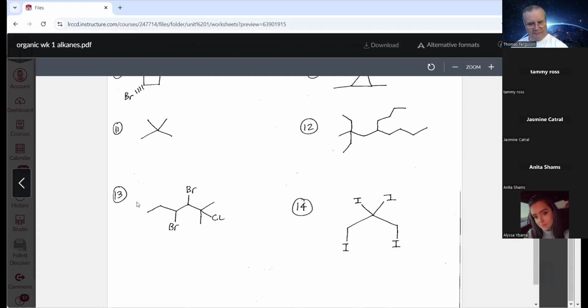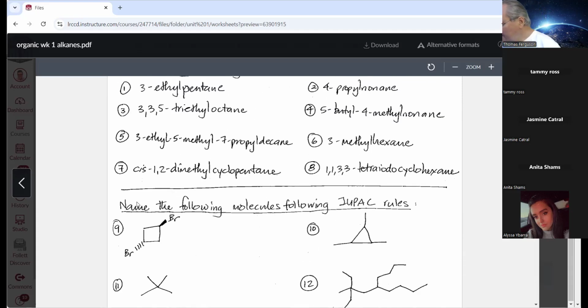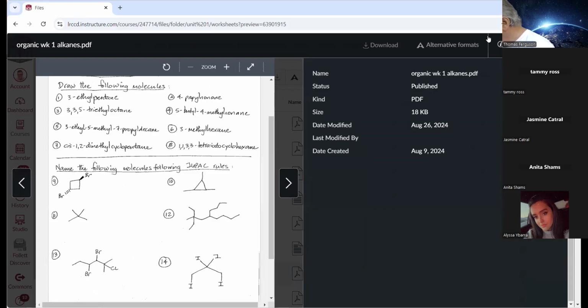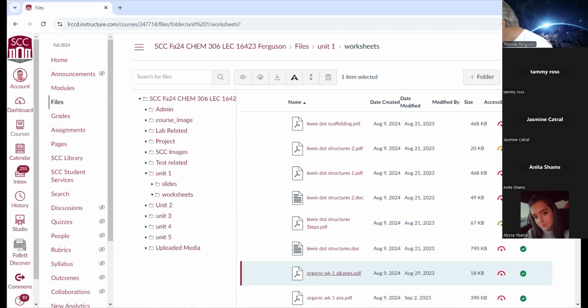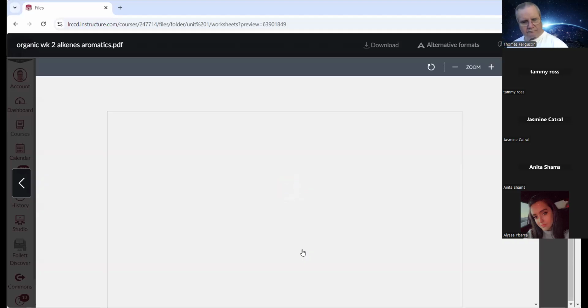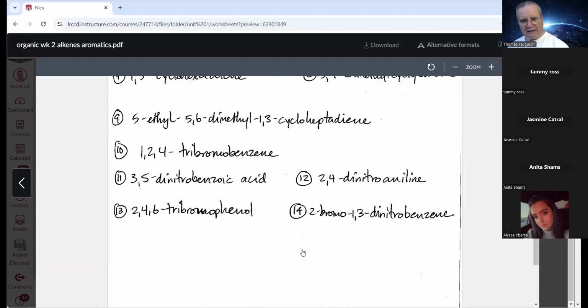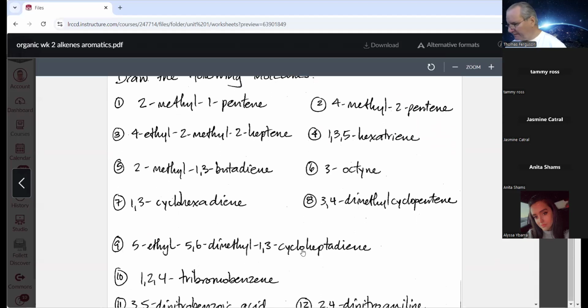Anyway, you should be thinking about naming these guys. Now, this is subunit 2 for alkenes. These are all double bonded and aromatic.